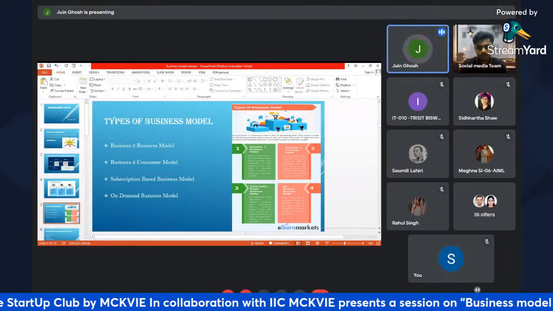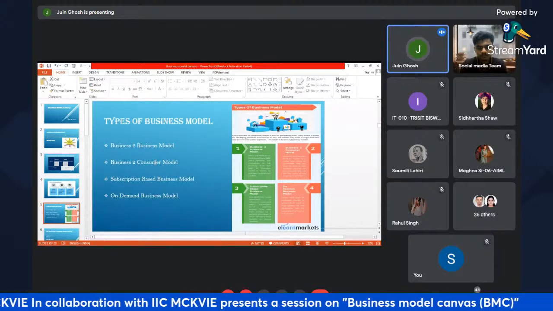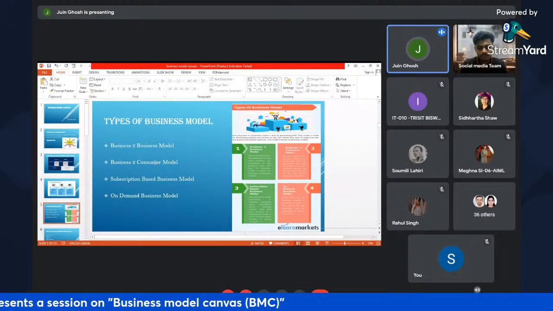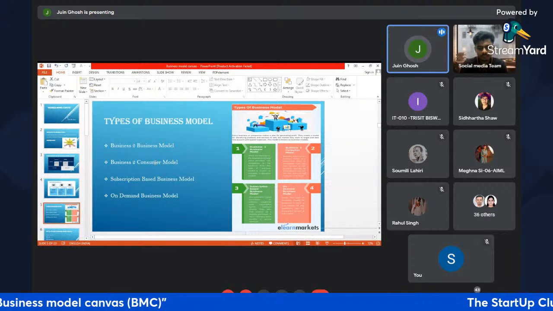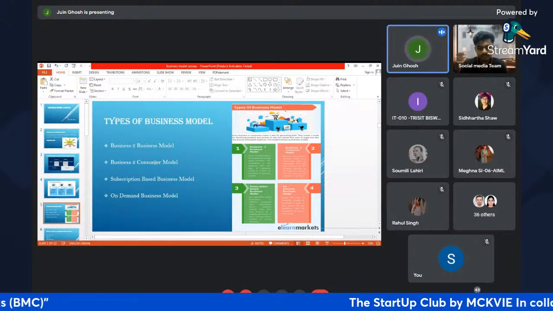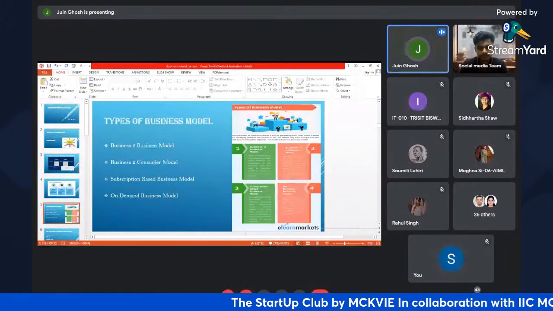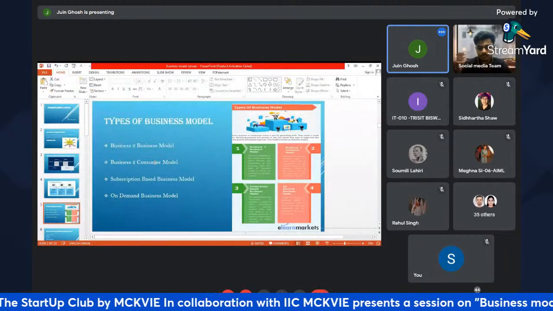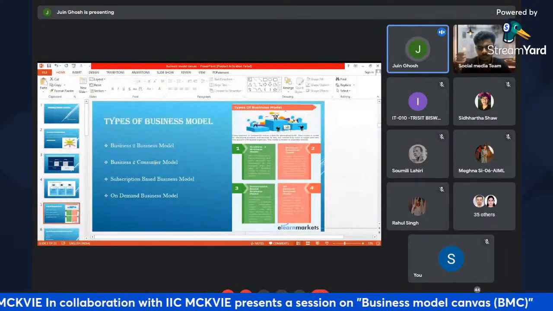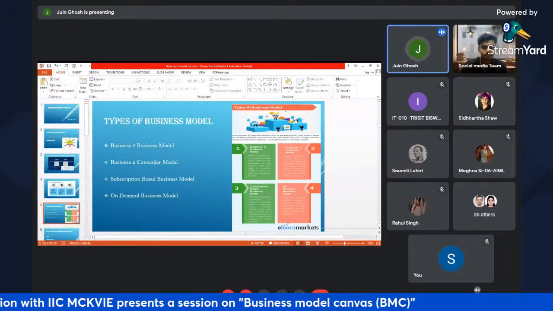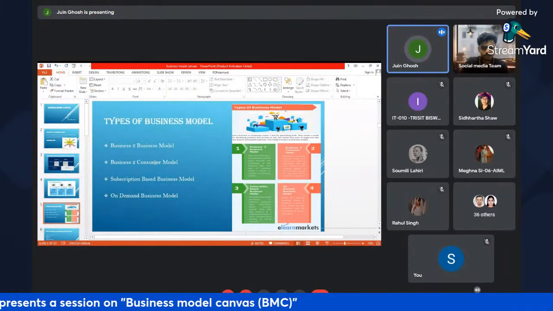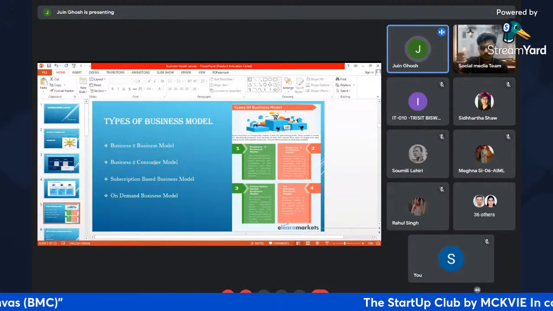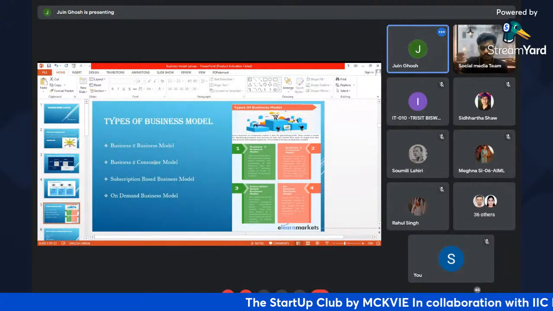Now, when we talk about the business to business model, it actually means that the dealing or the business that is conducted between 2 organizations or 2 business companies. The dealing conducted between 2 companies is termed as the business to business model. The next one is business to consumer. That is when an organization sells its products or services to the customers. That is termed as the business to consumer model.